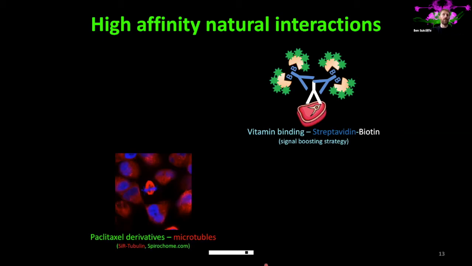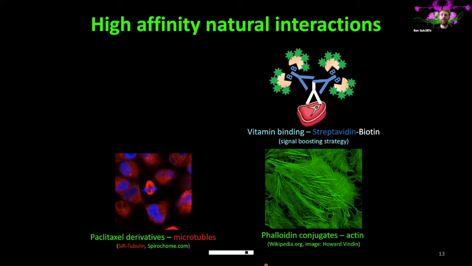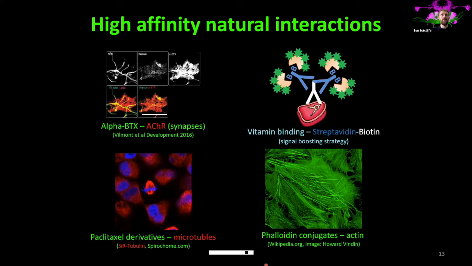You can also use Taxol derivatives, which recognize the microtubules, and the typical one of that is silicon rhodamine tubulin in the far red, and that's very, very good for microtubules. You can label actin with phalloidin, and also you can recognize acetylcholine receptors using alpha-bungarotoxin. It's a toxin that has high affinity to the acetylcholine receptors, and here you get good labeling of those in the cell.